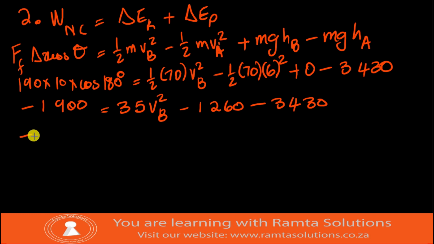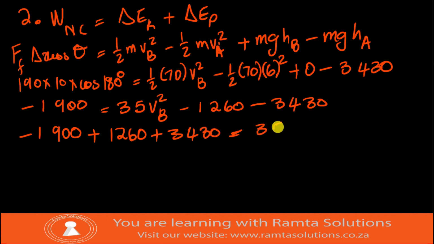Okay, maybe let me write it like this. 260 plus 3430 is equal to 35 V sub B squared. So this is 2790 is equal to 35 V sub B squared.